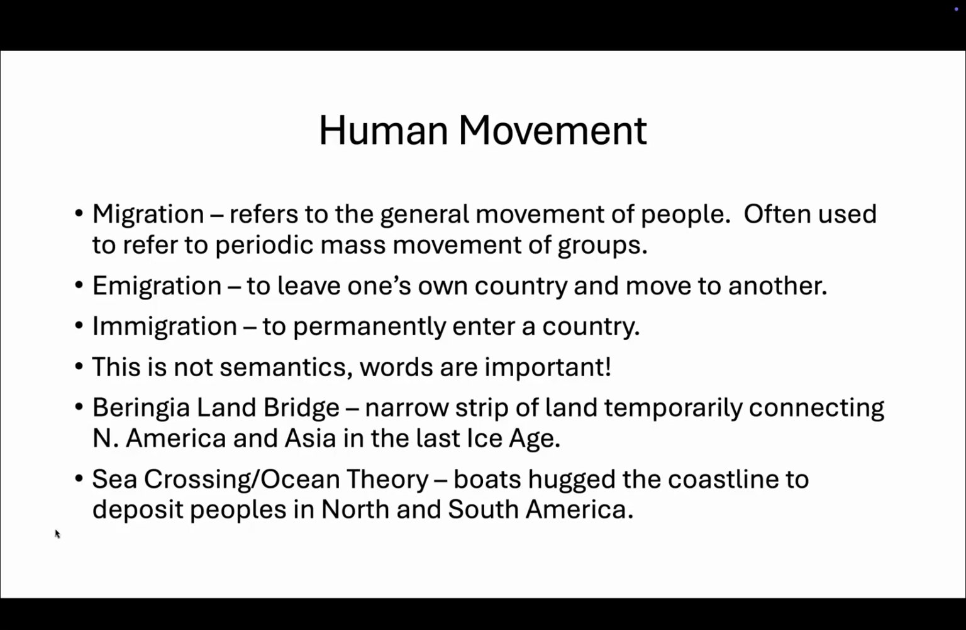right? That is contrasted with two specific types of human movement, emigration and immigration. So emigration is to leave one's country. So if I, your American professor, decided to move to Canada, I would emigrate from America, right? I'm leaving my country, so I'm emigrating. The flip side of that is immigration, and that's to permanently enter a country. So again, if we go back to me moving to Canada, I would be an immigrant in Canada, right? Because there I've entered their country.